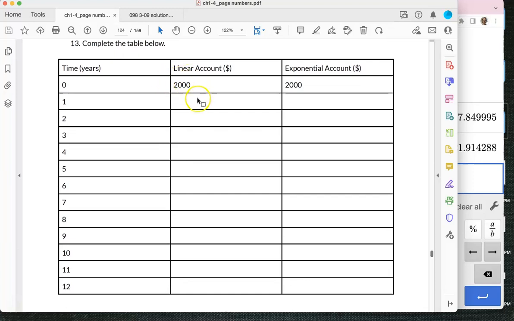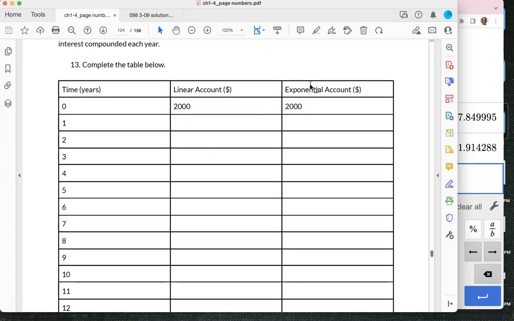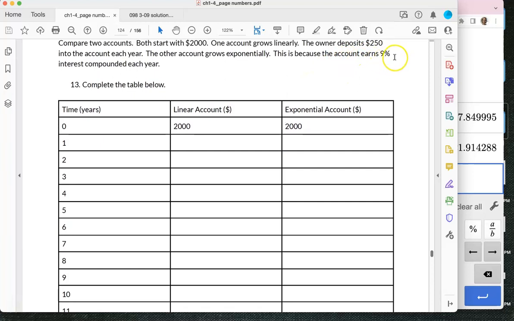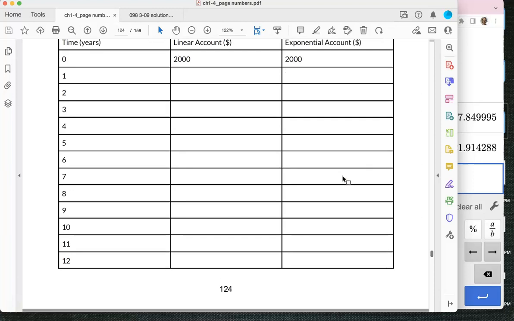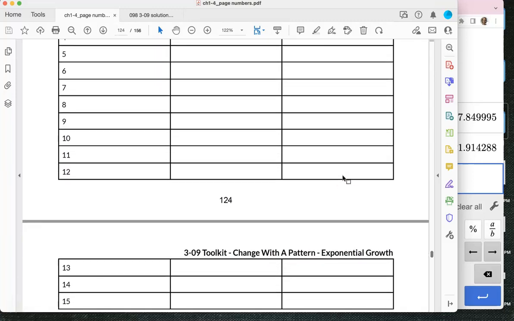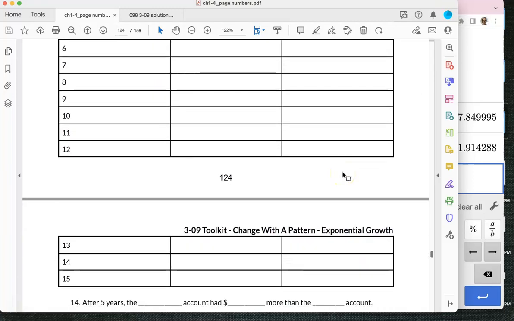This one's going to be plus 250, plus 250, plus 250. How are you going to make this account earn 9% interest every year? Hopefully you know that you need to multiply by 1.09, 1.09, 1.09 in order to get yourself to the end of this table. And we're going to go all the way to 15 years to see what happens in both of these accounts.